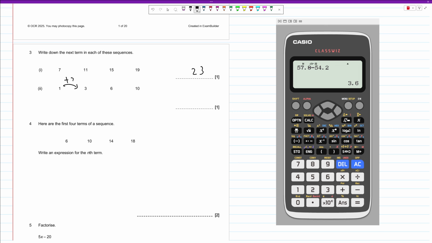This one, that's kind of fun because that's plus 2. That's add 3. That's add 4. So the next one is add 5. So 10, 15.